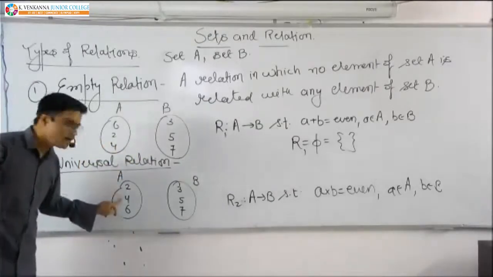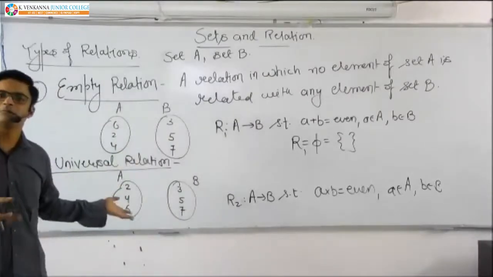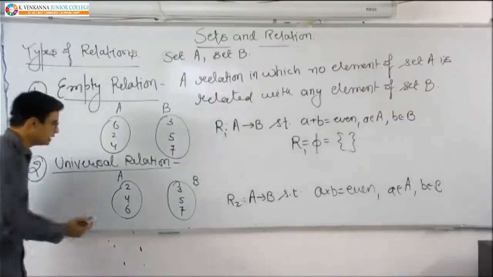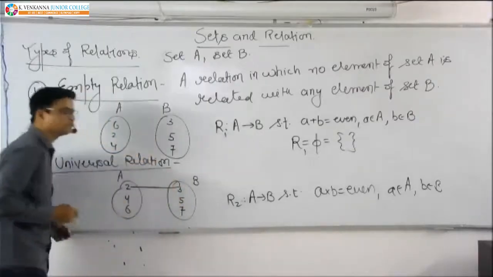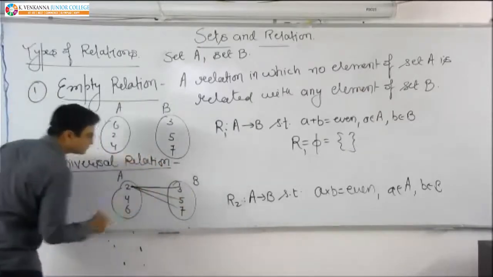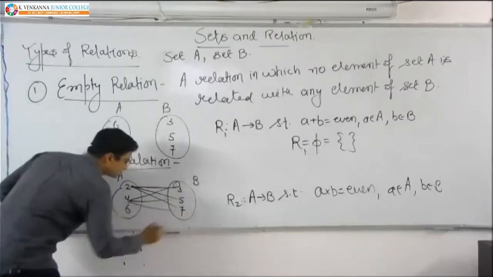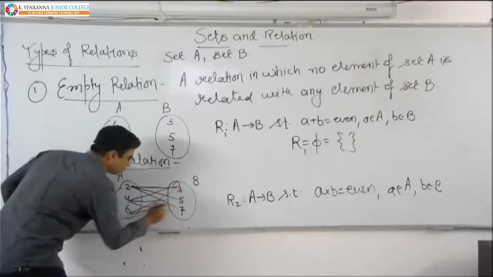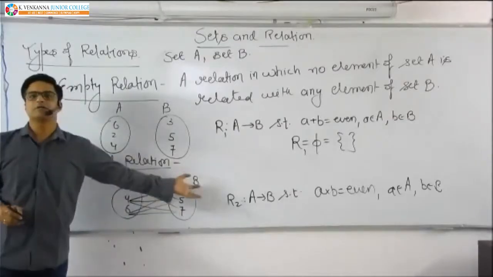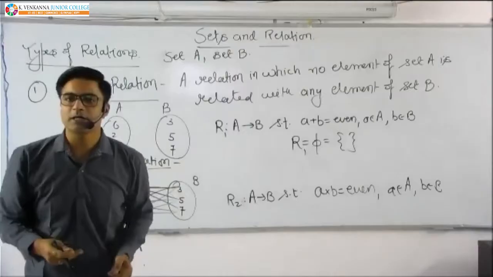Because these are all even numbers. If you multiply any number with an even number, you will always get an even number, right? So definitely 2 will be connected with 3, similarly 2 with 5, and 2 with 7. Similarly, 4 is connected with 3, 5, and 7, and 6 is connected with 3, 5, and 7. That means all the elements of set A are connected with all the elements of set B. So it is nothing but the Cartesian product itself.